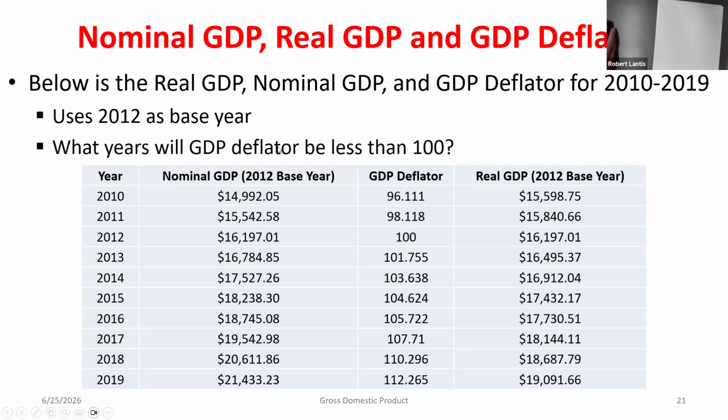So what happens? We know that years prior to the base year would have GDP deflators less than 100. Here's a thought experiment: what if I change my base year to 2016? What would the GDP deflator now be in 2016? Our base year always has a GDP deflator of 100. If I now choose my base year to be 2016, what should be true about my nominal and real GDP?